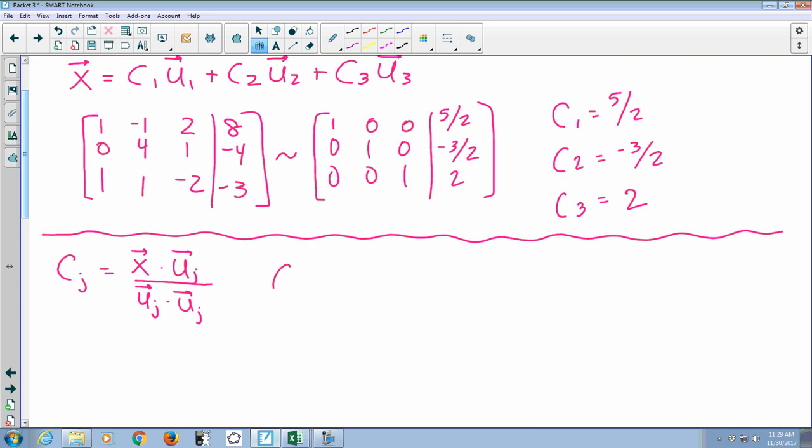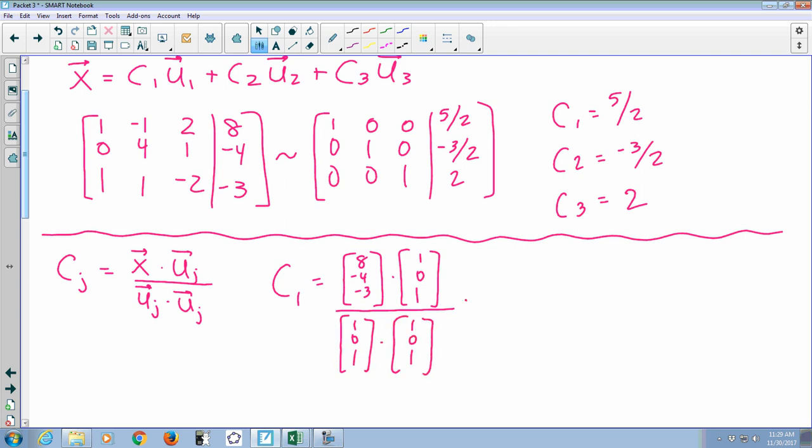So let's go ahead and calculate C1 here. My x is 8, -4, -3, dotted with u1, which is 1, 0, 1, over u1 dotted with u1. So that's 1, 0, 1 dotted with 1, 0, 1. So that's 8 minus 3 over 1 plus 1, which is 5 halves, which is exactly what we got in our old-fashioned method.